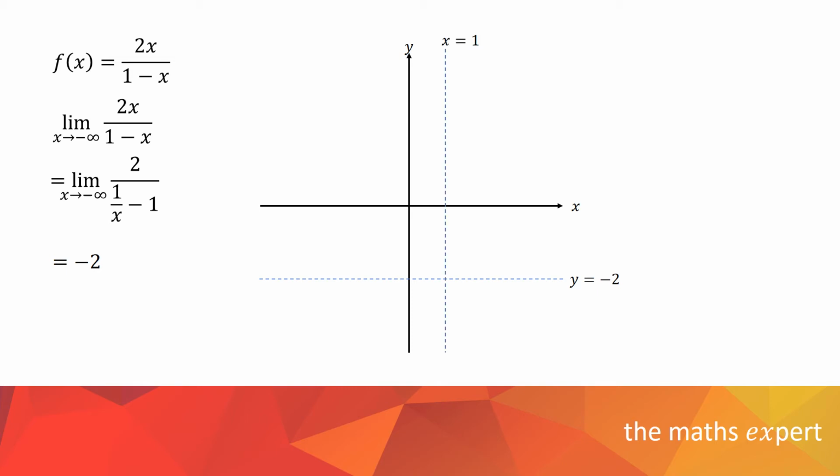I will draw in the vertical asymptote of x equals 1, and then we can sketch the graph to see that although there is one horizontal asymptote, approaching that limit is different at either end of the function.